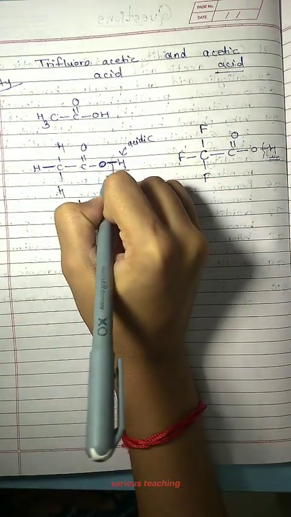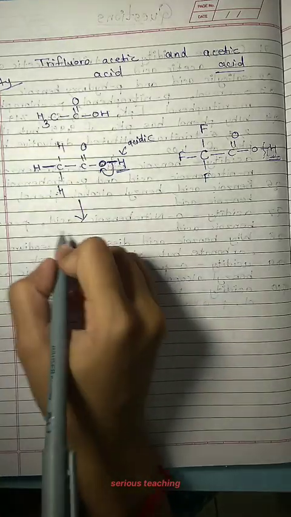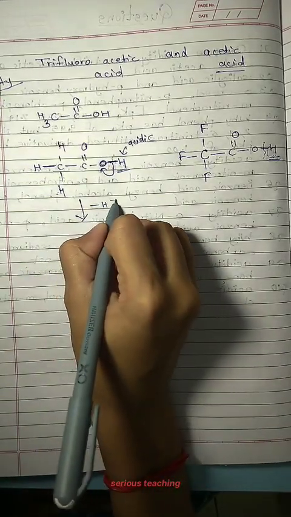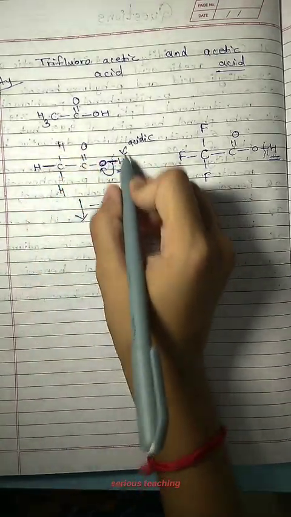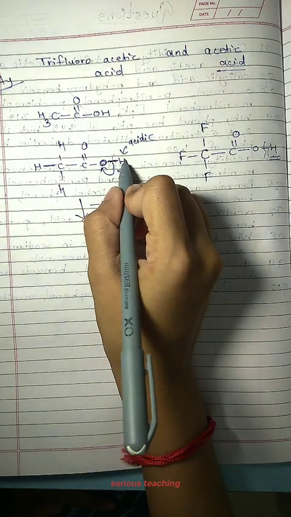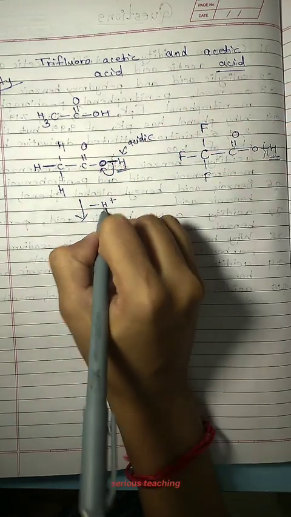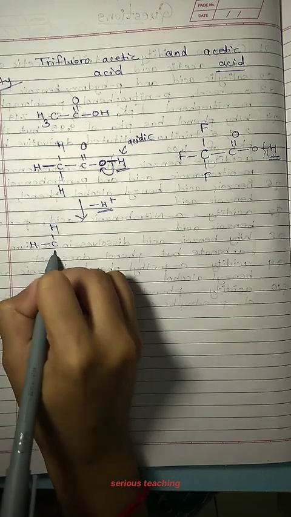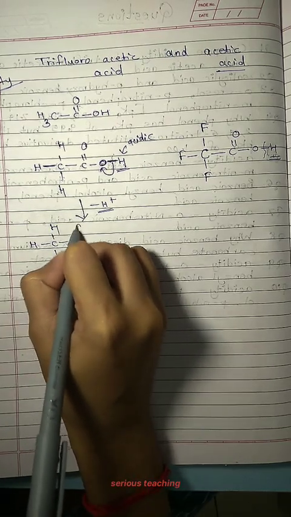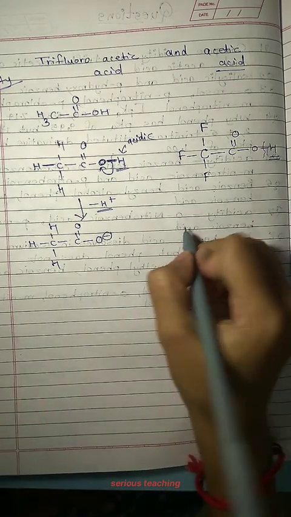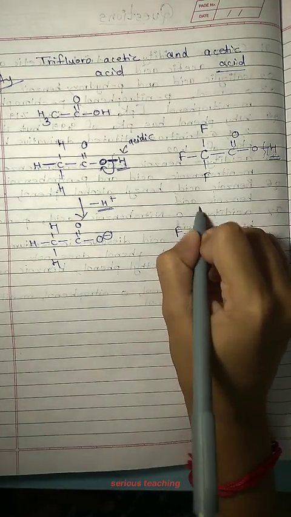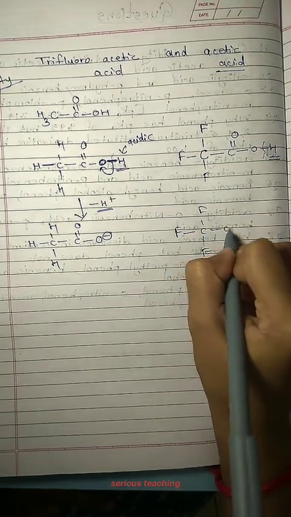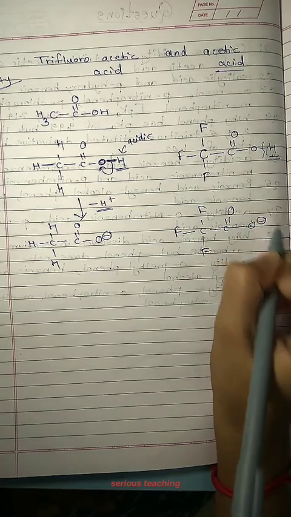We have to just shift these electrons here and remove the H plus ion. When H plus is removed, because we know this is an acid, we are studying acidity, and an acid has the ability to donate H plus. So when it donates H plus, what will we get? We will get CH3, C double bond O, and due to this we will get O minus. Similarly here we will get CF3, CO and O minus.